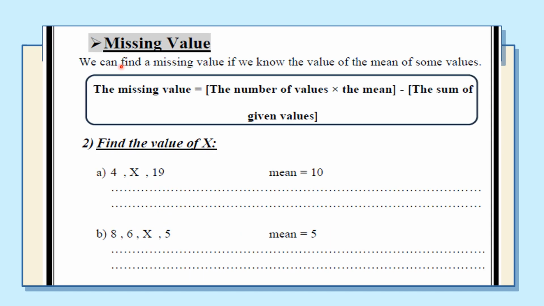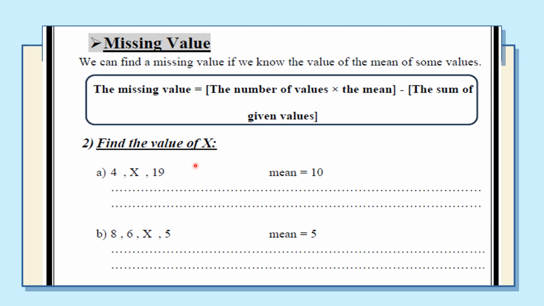The missing value. We can find the missing value if we know the mean of some values. The missing value equals the number of values times the mean minus the sum of the given values. Here is the rule. Number 2, find the value of x. Here we have some data for x, which is the missing value, and 4 and 19, and the mean is 10. To find the value of x, we need to apply the rule. The rule is the number of values times the mean minus the sum of the given values.